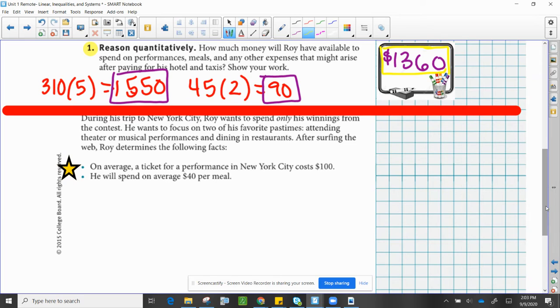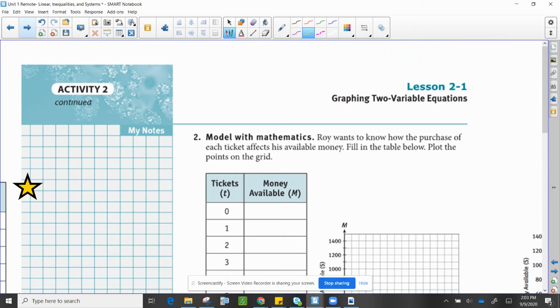During his trip to New York City, Roy wants to spend only his winnings from the contest. He wants to focus on 2 of his favorite things, attending theater or musical performances and dining in restaurants. After surfing the web, Roy determines the following facts. Roy knows on average a ticket for a performance costs around $100, and he calculates that he's going to be spending $40 on every meal. So keep that information handy when we go to the next page here.